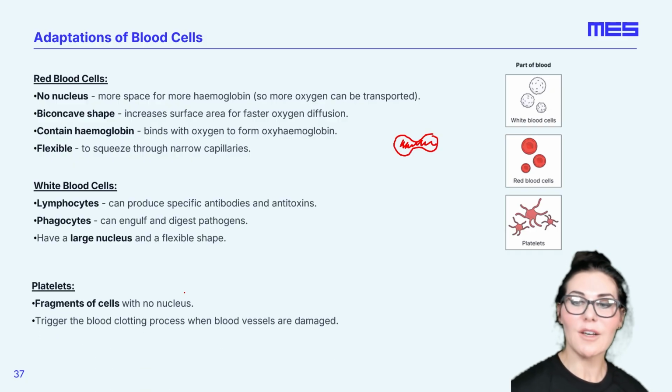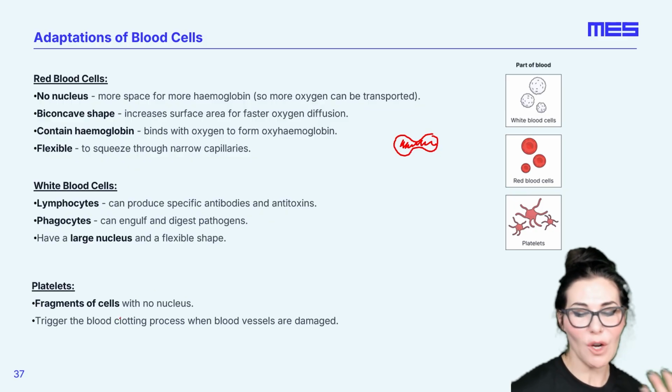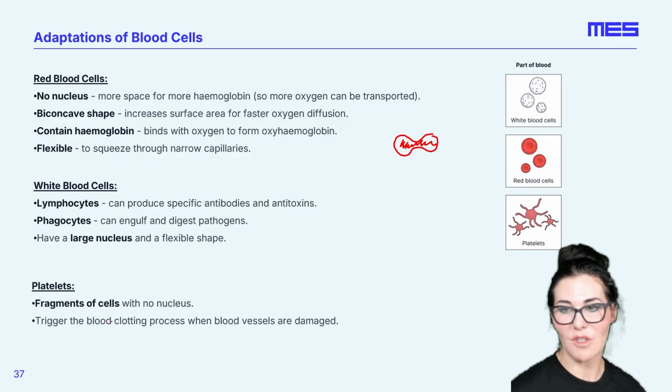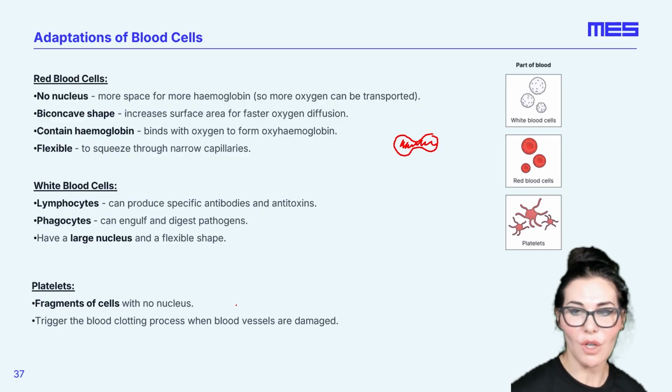And finally, the fragments of cells, the platelets, these don't have a nucleus because they're not really a true cell. But what they do is, through quite a complex mechanism that you don't need to know about at GCSE, they trigger blood clotting if a blood vessel is damaged. So they are very effective at doing that.